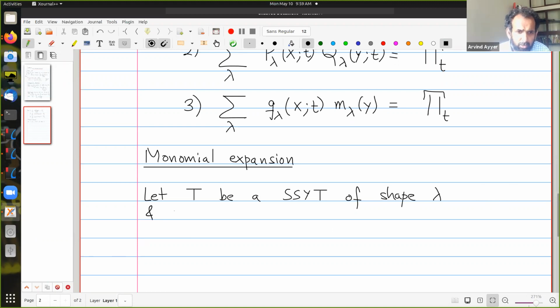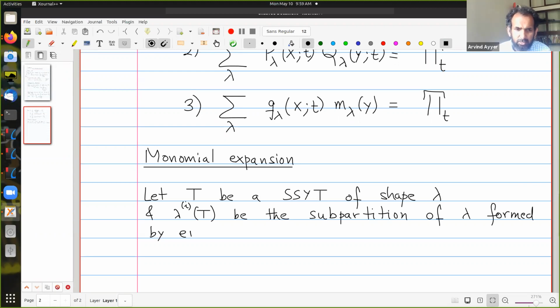And I'll denote lambda super i of t to be the subpartition of lambda formed by entries less than or equal to i. So you look at the tableau filling and you see all the entries which are less than or equal to this fixed i, and they're guaranteed to form another partition. So we'll call that partition lambda i.